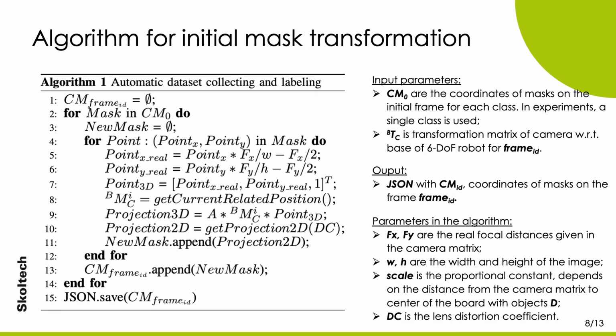The full coordinate of mask points transformation is presented in the algorithm in the slide. Input parameters are coordinates of initial anchor points, which is also constant always, and the current transformation matrix of the camera with respect to the base of the sixth of the robot. For each point of each mask, our algorithm makes transformation from 2D coordinates to real world. Then it makes projection of the 3D point with camera parameters. Finally, it merges coordinates of masks to the final set and transforms to the necessary format. In our case, we made transformation to JSON format.